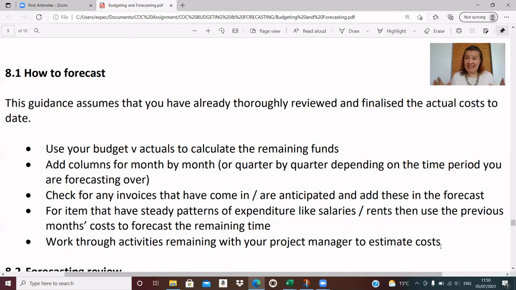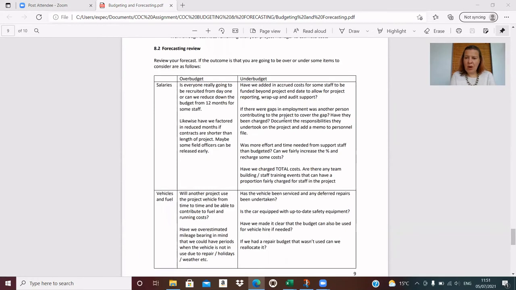So when we do our forecasting, we might discover that it looks like we're perhaps going to be overspent or underspent in some of the categories. So I just want to look at a few ideas here so that we can bear this in mind when we run through our example. So let's start with salaries. If they're over budget, what can we do?